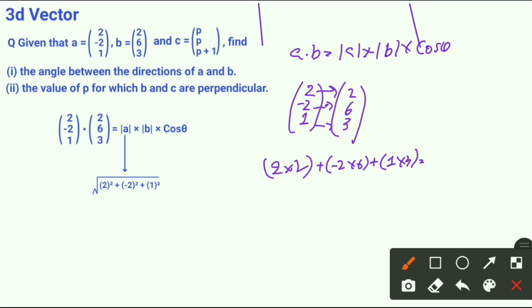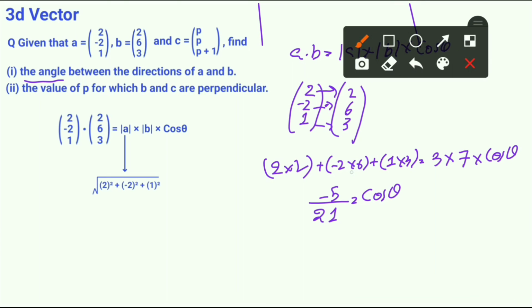the magnitude of a, which is the square root of 2 squared plus 2 squared plus 1 squared, so 4 plus 4 plus 1 is 9. The square root of 9 is 3, multiplied by the magnitude of b: 2 squared plus 6 squared plus 3 squared, which is 49, and the square root of 49 is 7, multiplied by cos theta. So 4 minus 12 plus 3 is minus 5, and minus 5 upon 21 is equal to cos theta.